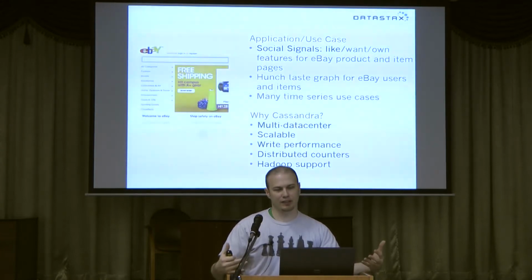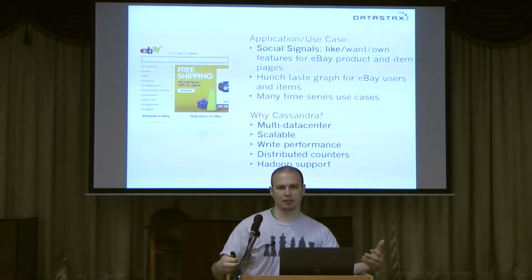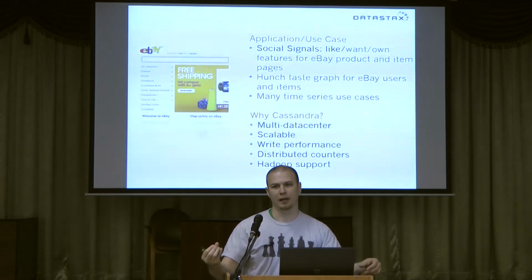The first example is eBay. eBay uses Cassandra in a number of different applications, including its RedLaser analytics service, but I think their biggest cluster, the highest volume, high traffic application, is what they call social signals, where on an eBay item page, there are buttons for I like this item, or I want this item, or I own this item, and that data is all tracked in Cassandra.